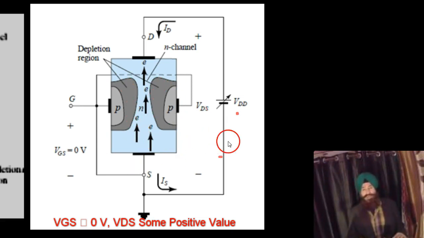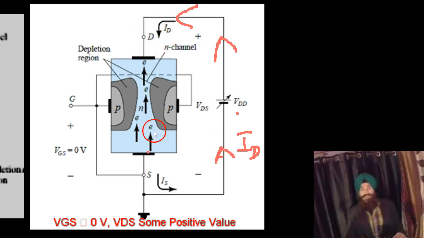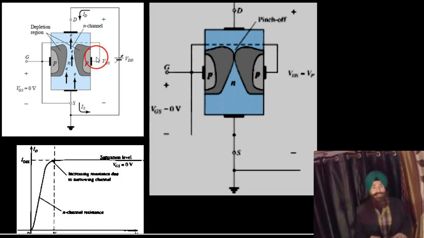The conventional current is ID. As the electrons move from source to drain, the conventional current will be along this direction, opposite to the electron current. When there is no gate potential and the current is flowing from source to drain, that is, conventional current from drain to source, the depletion region is wider towards the drain end as compared to the source end.